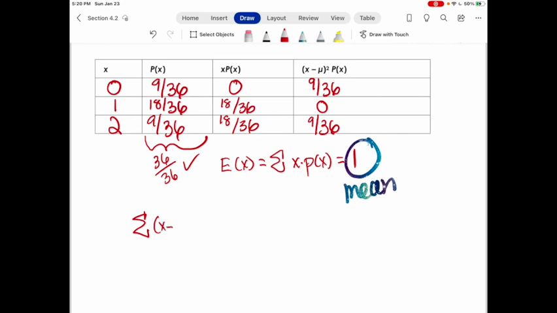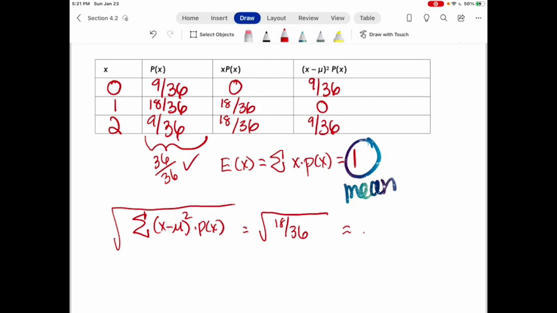And then remember what we do to calculate the standard deviation. We add those up and then we take the square root. So when I add those up, I get 9 over 36 plus 9 over 36, which is 18 out of 36. And then when I take the square root, if I round it to 4 places, I'm going to get 0.7071. So this is our standard deviation for our probability distribution.